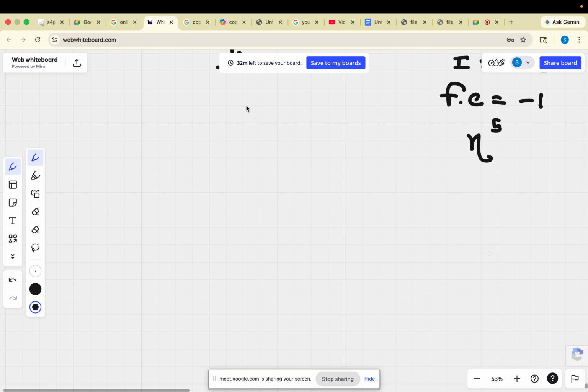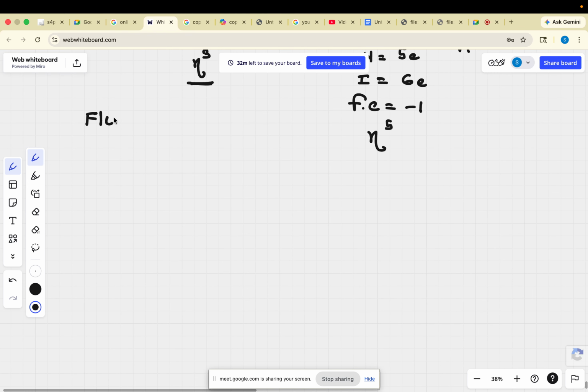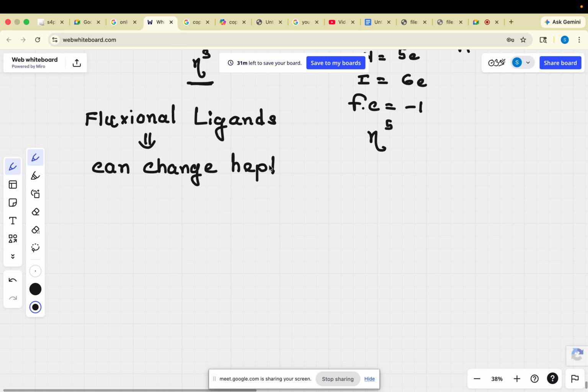So this kind of ligands are known as fluxional ligands. Fluxional ligands means what? Write down: they can change hapticity. The number of donor atoms can change, the hapticity value they can change.